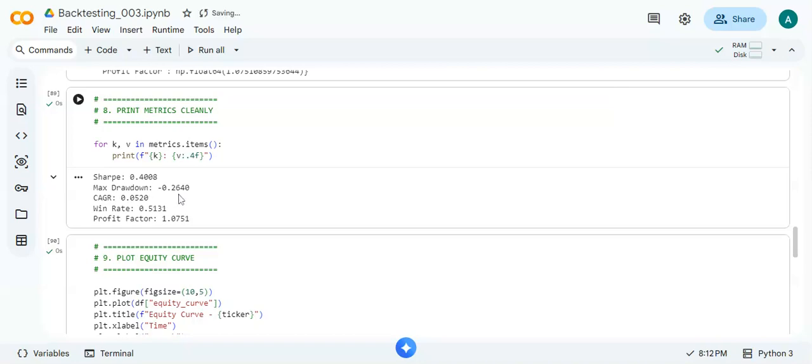Maximum equity drawdown is like 26%. I mean, a significant part we won, let's say 1/4 of our initial capital is gone at one point of time, more than a bit. Compounded annual growth rate is just 5%, more or less, not so impressive. Win rate is just above 0.5, 0.5131. Profit factor is around 1.